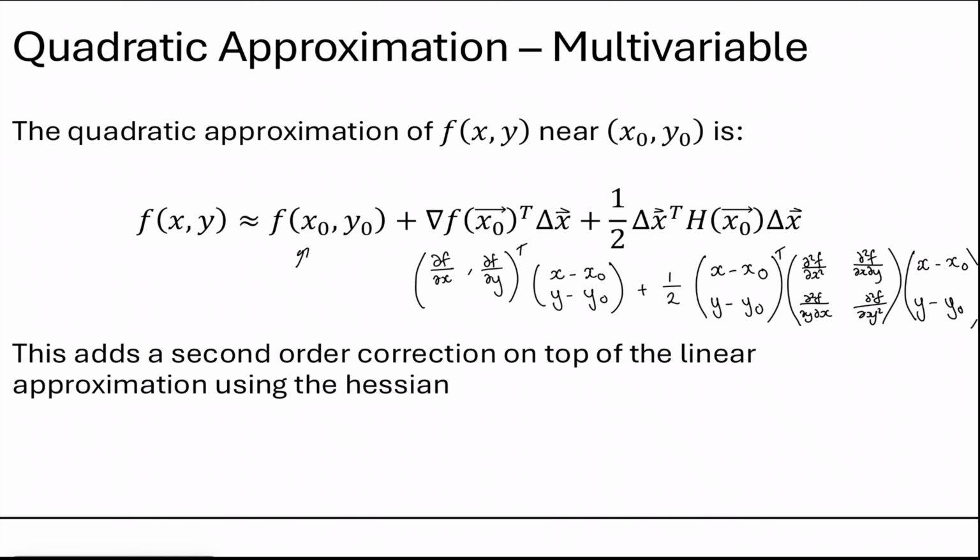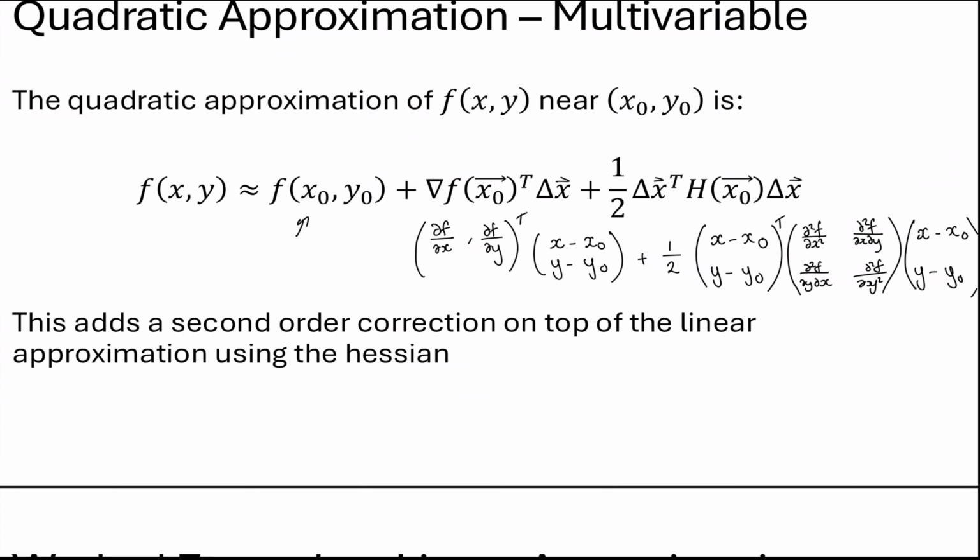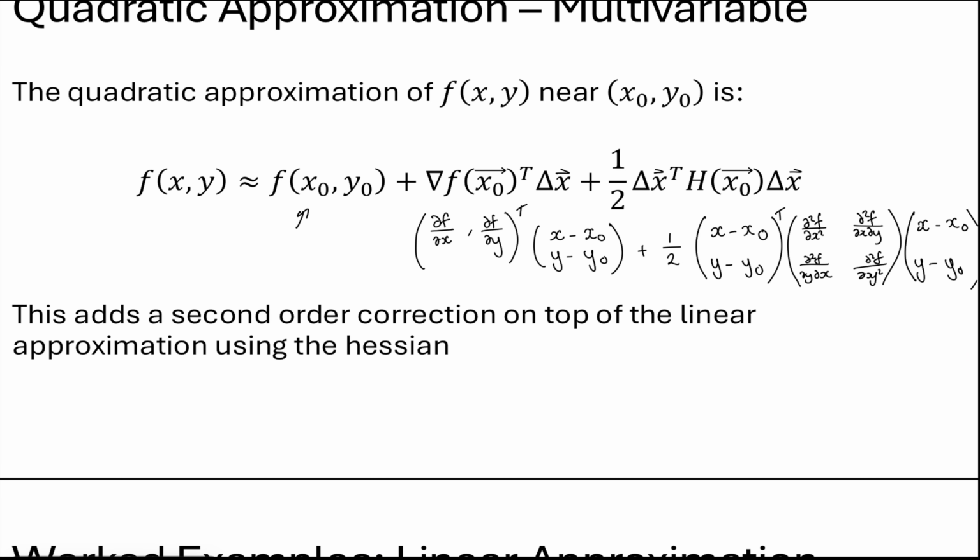Cool. Hopefully this formula makes sense to you, but we will look at some questions and you can familiarize yourself with it then. Just a quick little fact about the quadratic approximation formula. It just adds a second correction on top of this linear correction, as you can see, using the Hessian.